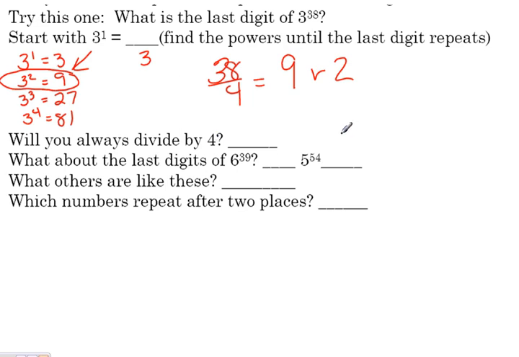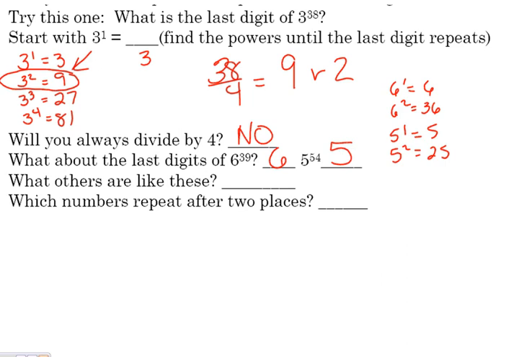What do you think? Do you always divide by 4? Well, let's talk about this case right here, 6 to the 39th. Let me see. 6 to the first power is 6. 6 to the second power is 36. Guess what? They all end in 6. So I think that answers my question right away. No, you don't always divide by 4. What about 5s? Let me see. 5 to the first is 5. 5 to the second is 25. Again, it's always going to end in 5.